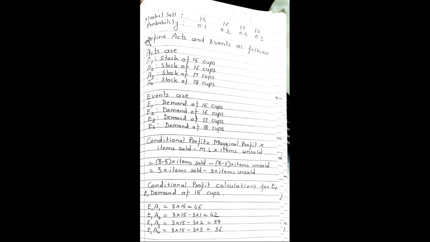First of all, we will define acts and events. Acts are A1 stock of 15 cups, A2 stock of 16 cups, A3 stock of 17 cups, A4 stock of 18 cups. Respective events we can say E1 demand of 15 cups, E2 demand of 16 cups, E3 demand of 17 cups, E4 demand of 18 cups.